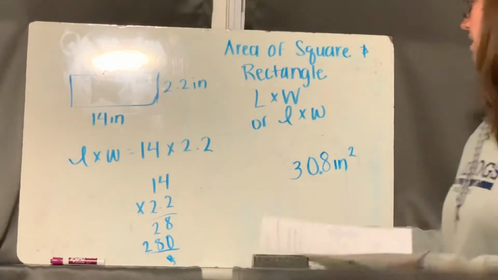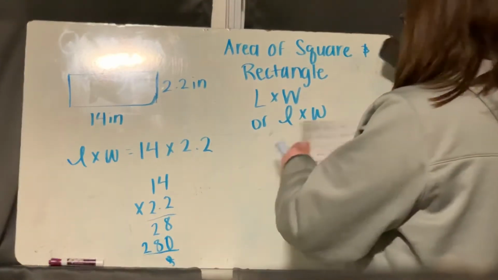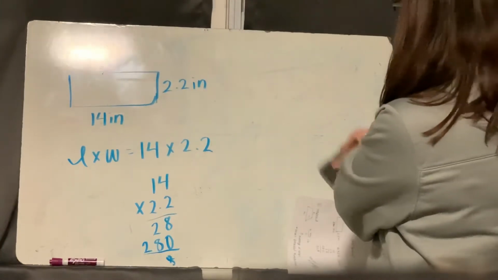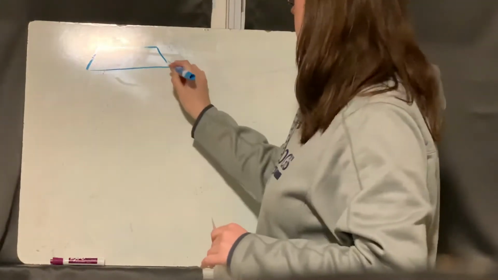So squares and rectangles, we know those. We've done those before. Now we're going to talk about trapezoids. And we know that a trapezoid is a shape with at least one pair of parallel sides, typically looking like something like that.